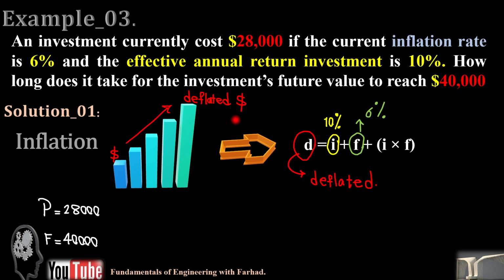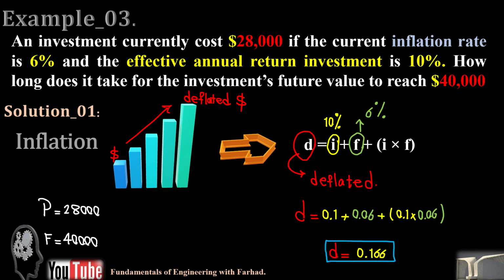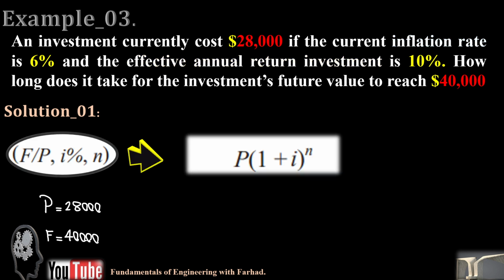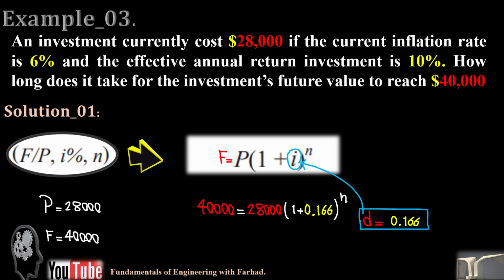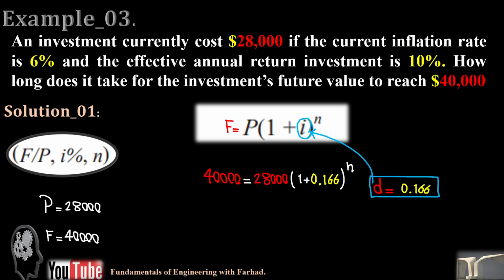Our normal interest is 10% annually, and our inflation rate is 6%. To calculate D, use the top formula, and you reach a D, or deflated interest, of 0.166. Replace that by I in the main equation, and then future value is equal to present value. Future value 40,000 is equal to 28,000 times 1 plus, instead of I, replace D due to inflation, to the power of n, which is the only unknown of our problem.